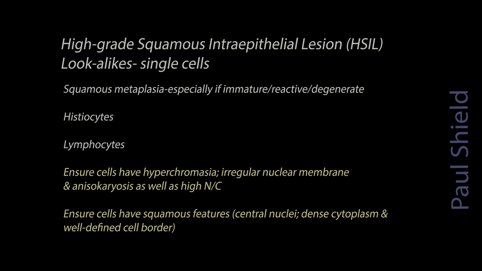And so it's important when you're evaluating these cells to make sure that the cells have all the features of a HSIL. That would include hyperchromasia, irregular nuclear membrane, and particularly variation in size and shape, as well as quite a high NC ratio. And it's also important to rule out histiocytes and lymphocytes, for example, by identifying that the cells all have a central nucleus. They have fairly dense cytoplasm with a well-defined cell border. So if you have all of those, you have got abnormal high-grade squamous intraepithelial lesion cells.